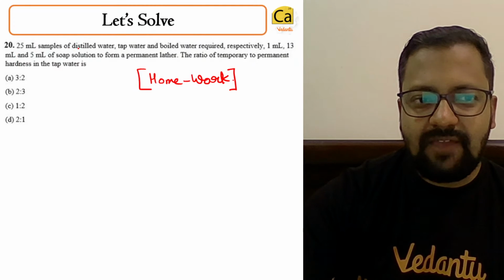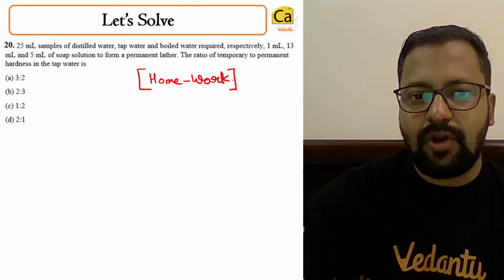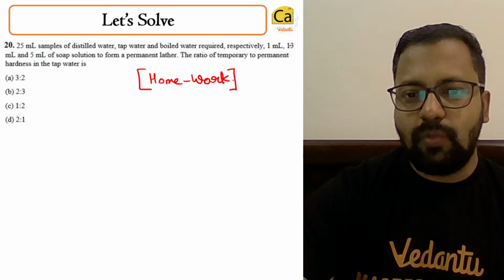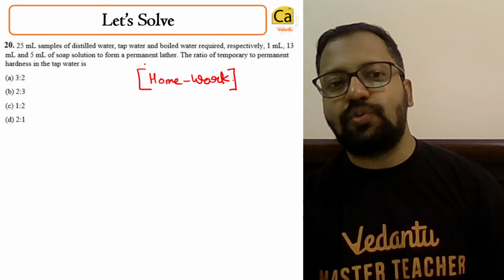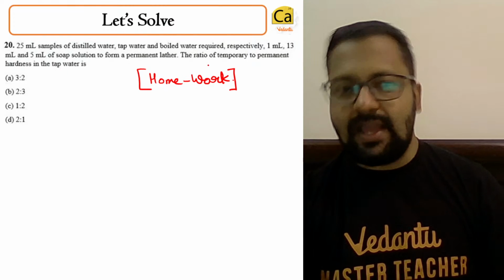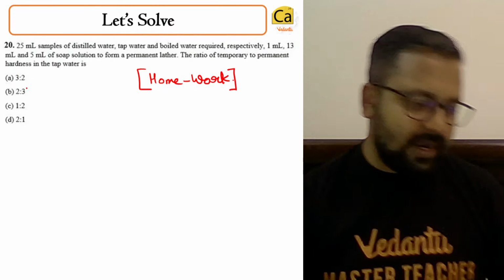So you have 25 ml samples of distilled water, tap water and boiled water respectively, with 1 ml, 13 ml and 5 ml of soap solution to form a permanent lather. Find the ratio of temporary to permanent hardness.